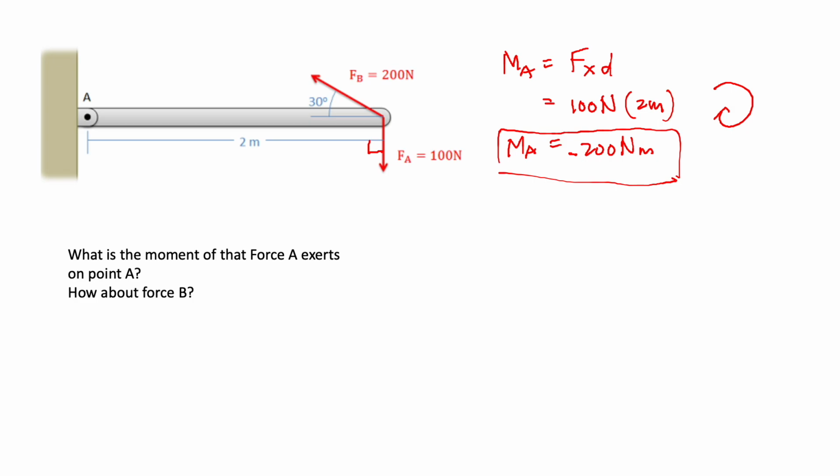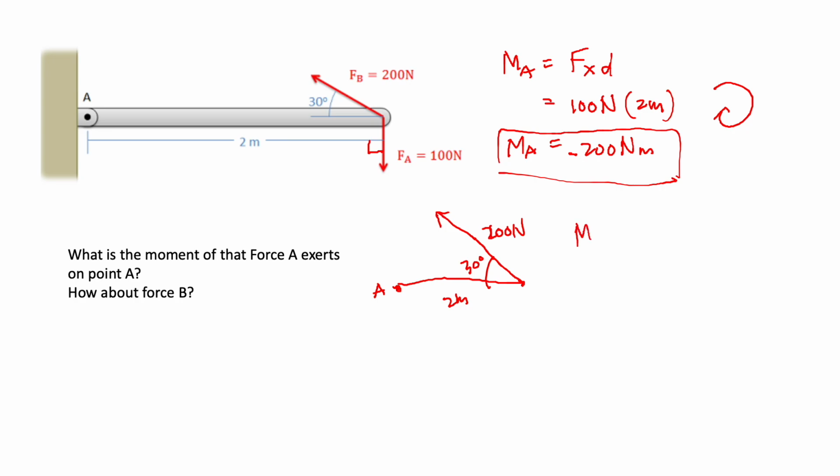For force B, okay, let's draw it first. So this is 2 meters. Okay, 2 meters. And then force is applied. So this is point A. Force is applied here, which is 30 degrees with this line, or D. Now this is 200 newtons.